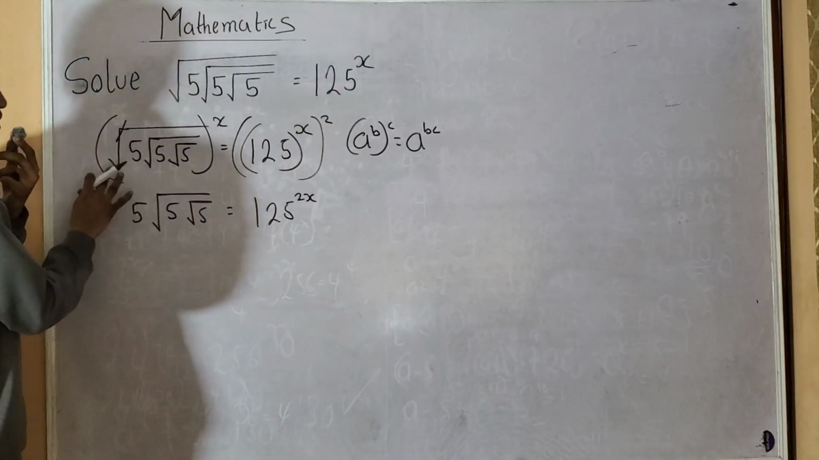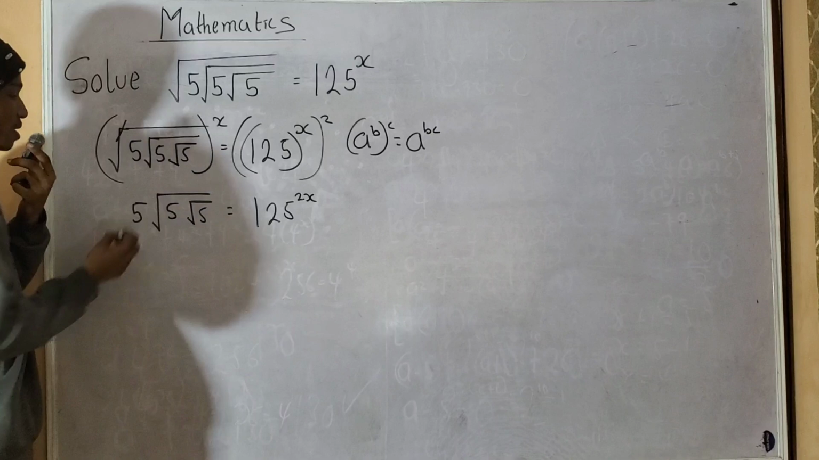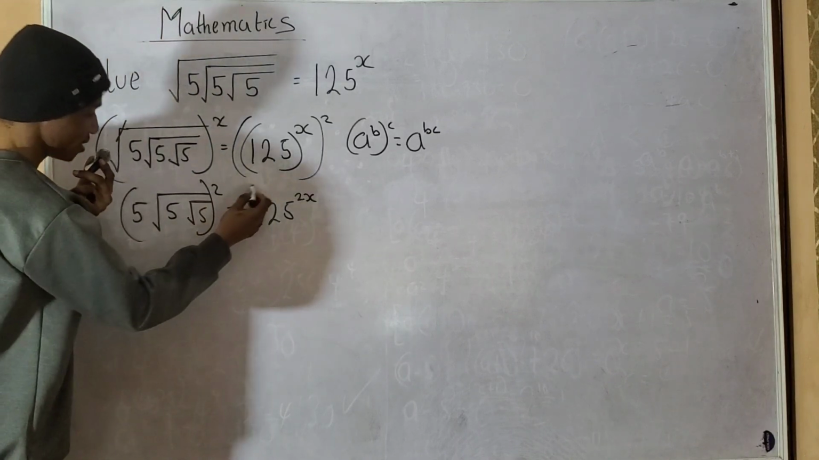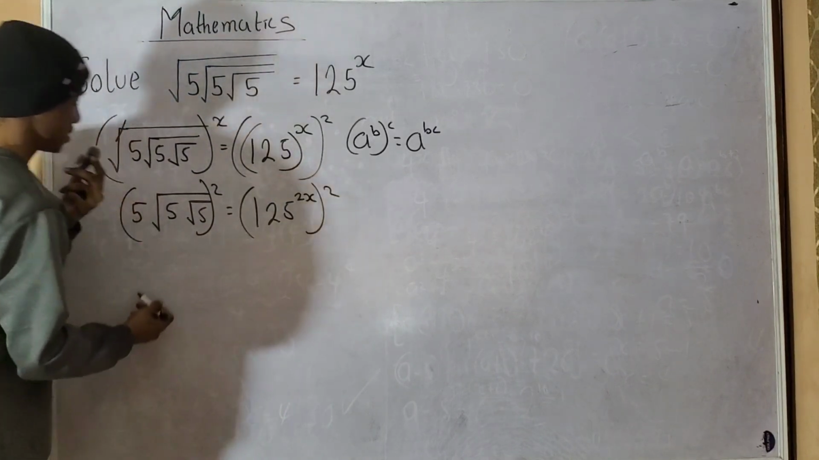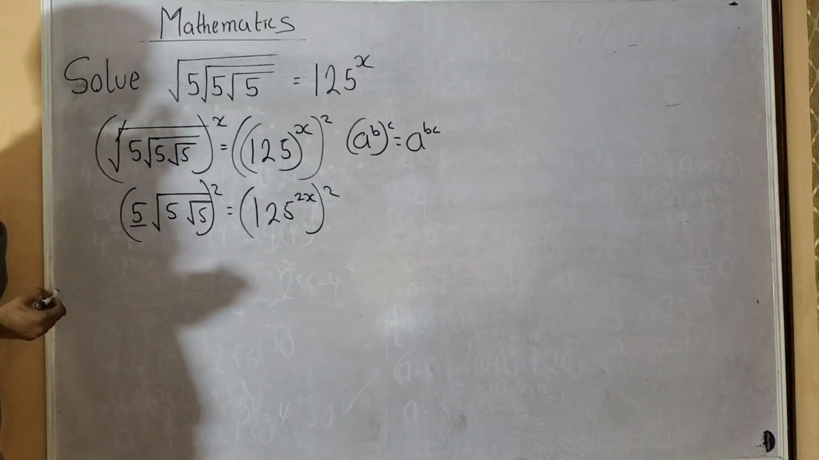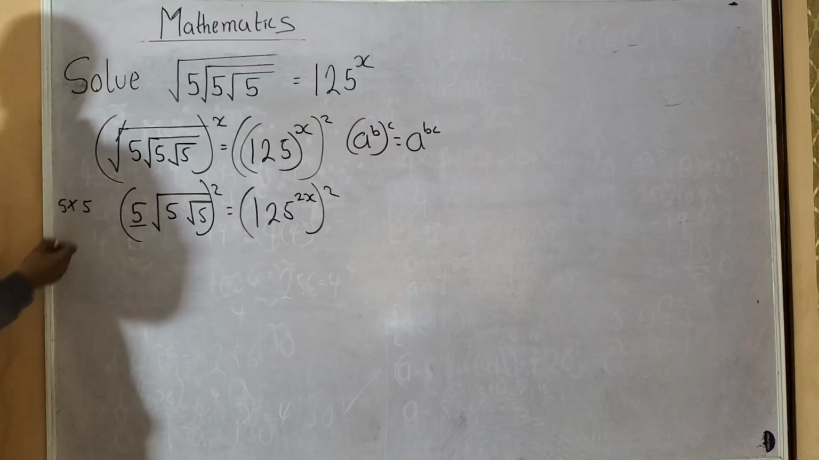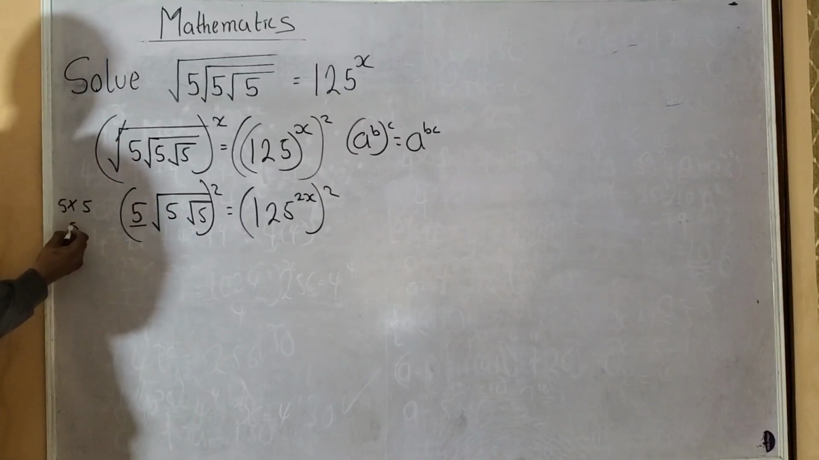Now we are done with the first square root. I'm going to eliminate the second square root as well. Take the square again and also this squared. Now, because this 5 is not covered with squared, it's going to become 5 times 5. 5 times 5 is what? 5 raised to the power of 2.